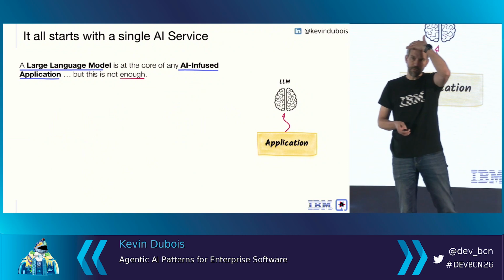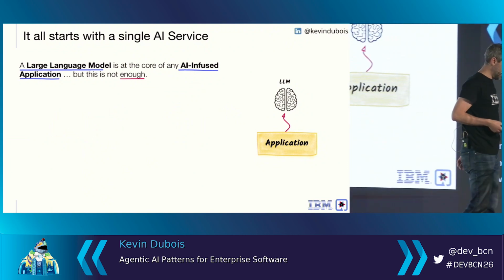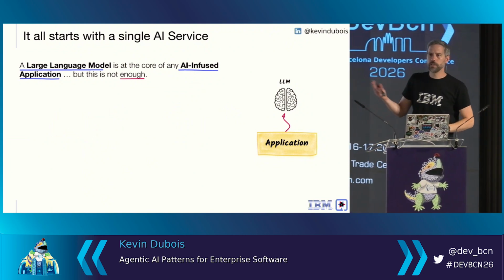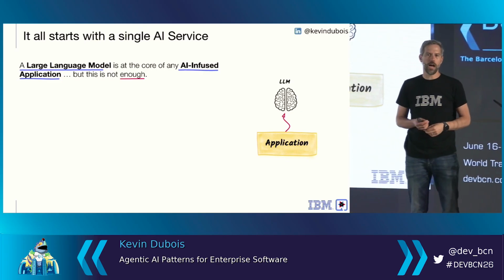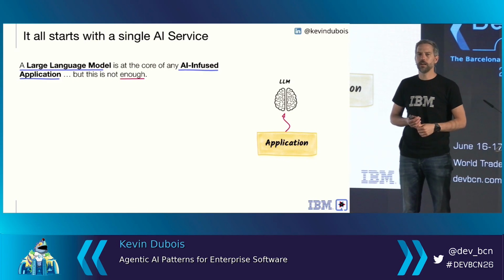So I'm Kevin Dubois. I'm a developer advocate at Red Hat. And if you want to start with AI in your application, by the way, how many people here are Java developers? Okay, that's great.